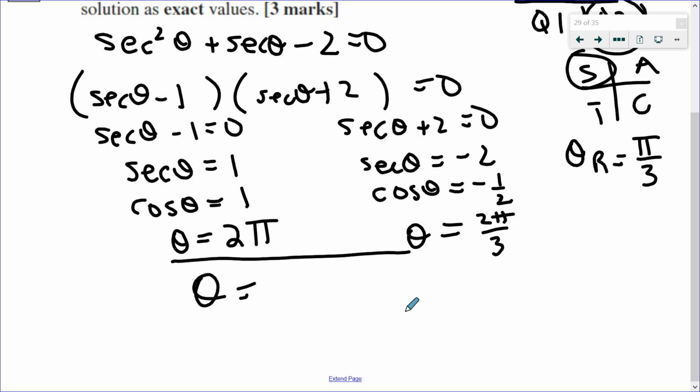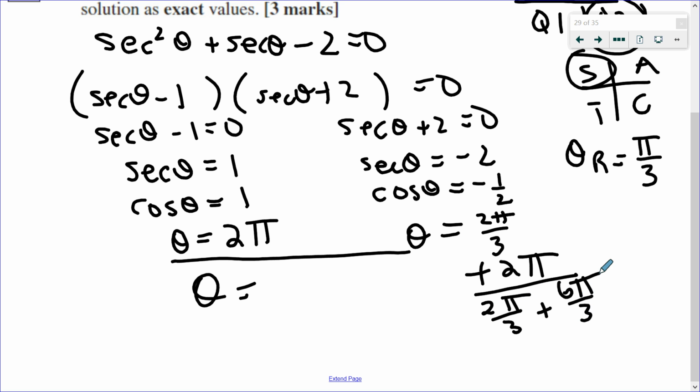So I have to go all the way around the unit circle again. So I'm going to add on a 2 pi. So if I add on a 2 pi, I have 2/3 of a pi plus 2 pi. So that's like saying 2 out of 3 pi plus, let's make this out of 3, that would be 6 pi over 3. So 2 pi over 3 plus 6 pi over 3 is 8 pi over 3. Much better. Okay, so making sure it's within that domain, my answer would be 2 pi, which is the smaller one, and 8 pi over 3. That would be your solution.